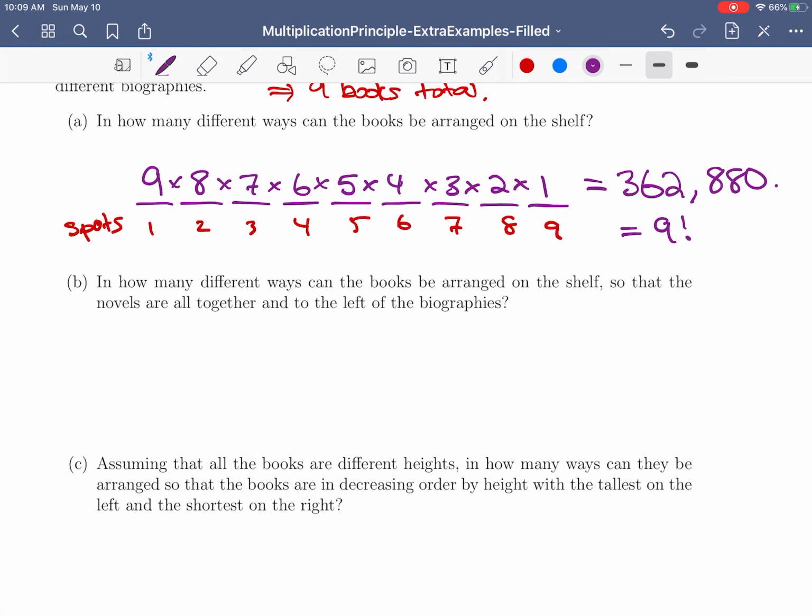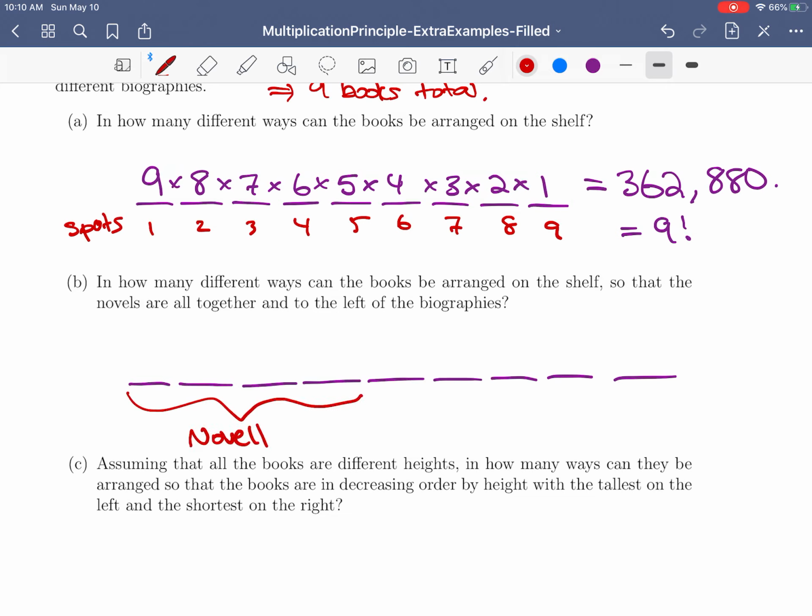So, how many different ways can we arrange all these books on the shelf so that the novels are together and to the left of the biographies? So, we're still going to have our 9 spots: 1, 2, 3, 4, 5, 6, 7, 8, 9. But on the left, the first 4 spots are going to be novels. And then the last 5 spots are going to be biographies. Okay, so we're grouping them. We're going to have all the novels first, and then all the biographies after.